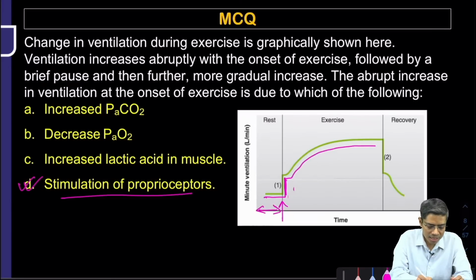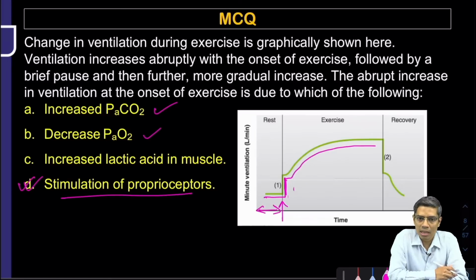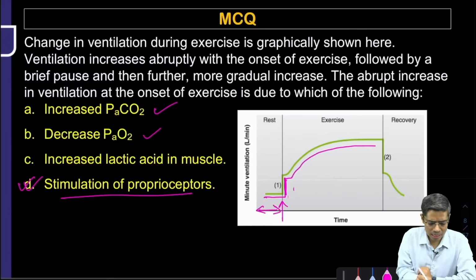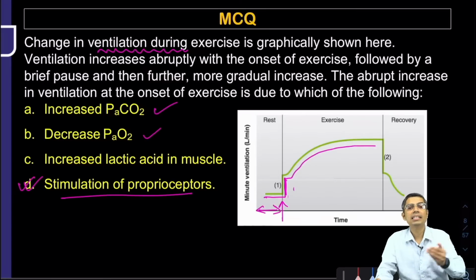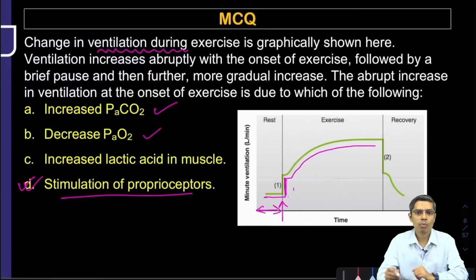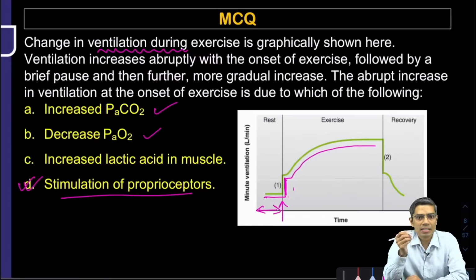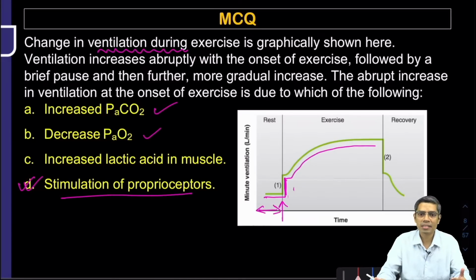So, why is increased carbon dioxide, decreased oxygen, or lactic acid not the answer? Because if your basic knowledge in physiology is very strong, then you will start thinking in this way: the ventilation is increasing. What is the cause of increased ventilation? Your respiratory center has to be stimulated, and how will your respiratory center be stimulated?